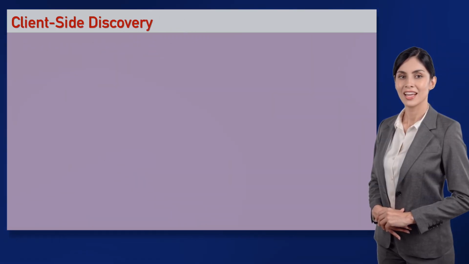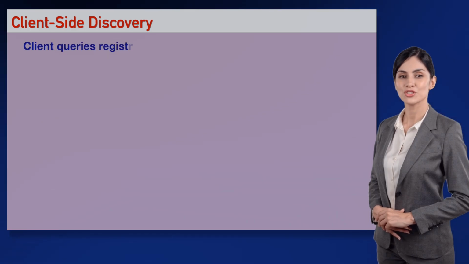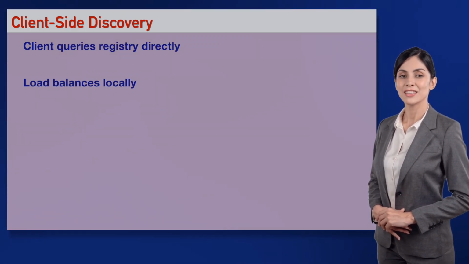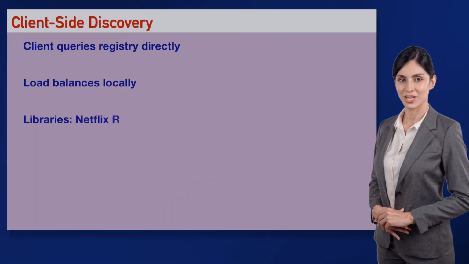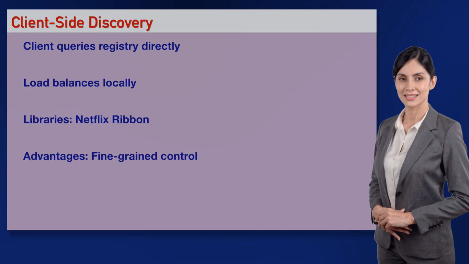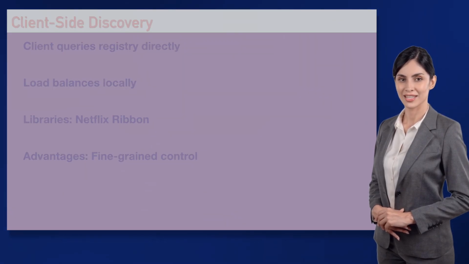Client-side discovery: the client directly queries the registry for service locations and performs load balancing itself. This gives fine-grained control over selection algorithms. Libraries like Netflix Ribbon handle caching and balancing. Advantages include no central bottleneck and customizable logic.